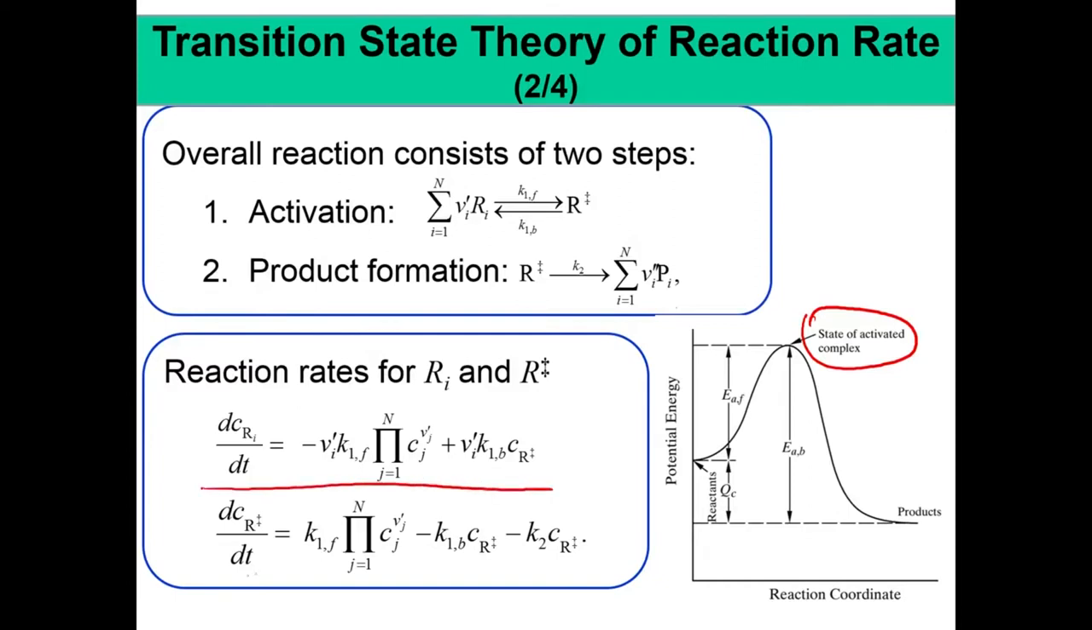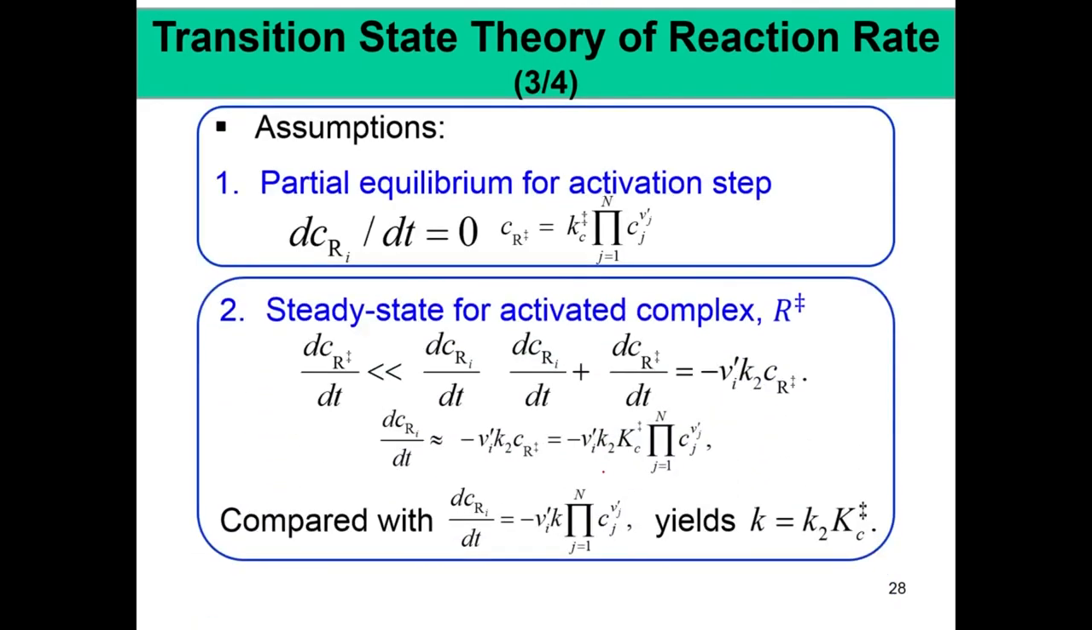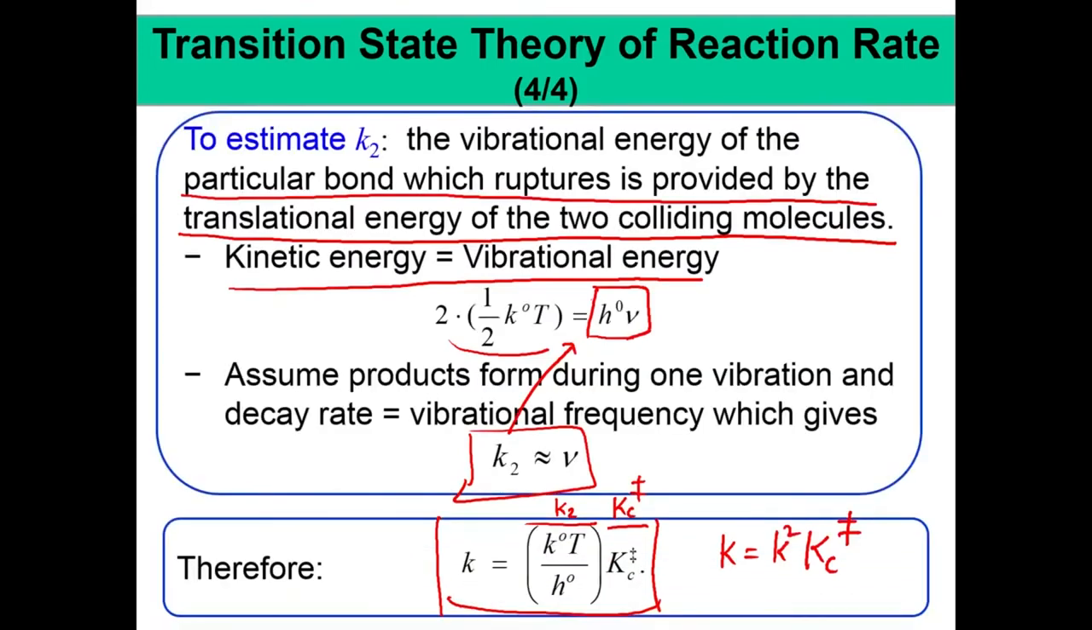And this involves the two reaction rates, the rate of change of the concentration of R_i and the rate of change of the concentration of R cross. These are given by these two sets of equations, and we can apply partial equilibrium for the activation step, which gives this, and we can apply the quasi steady state assumption for R cross, which gives this. Then when we compare with the overall reaction, we get K is equal to K2 times KC cross, and by assuming that the kinetic energy is equal to the vibrational energy, we can arrive at the formula that K is equal to kT divided by the Planck's constant times KC cross.